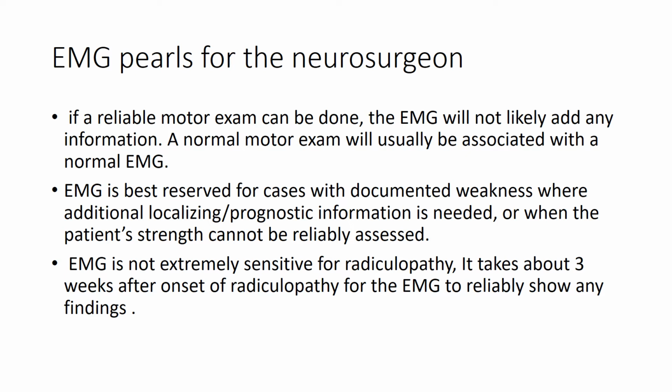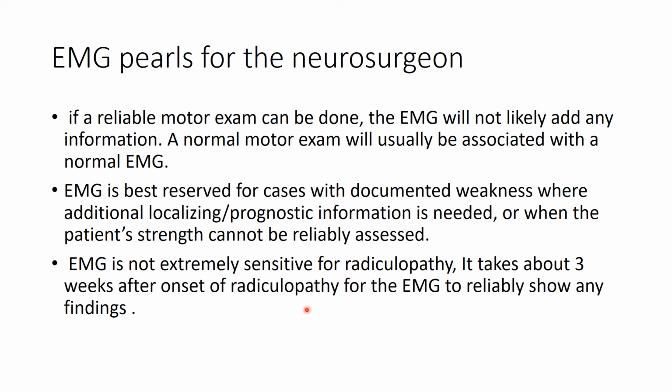The best way to use the EMG is if you have a patient who's having a motor weakness, but you are not sure where the lesion is. Is it at the nerve root? Is it preganglionic? Is it postganglionic? Is it in peripheral nerves? The EMG will help you to localize where the pathology is.